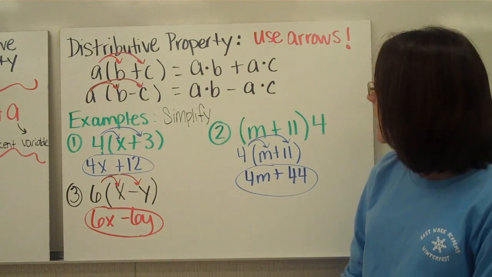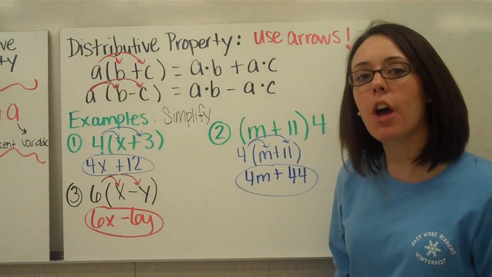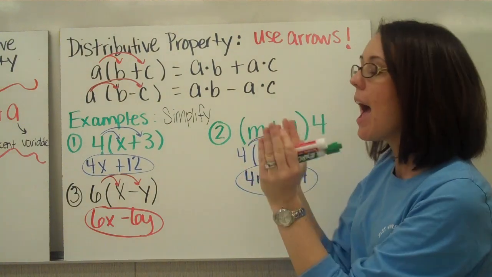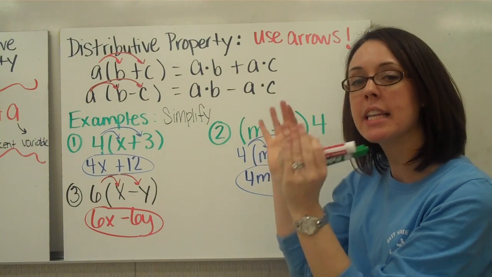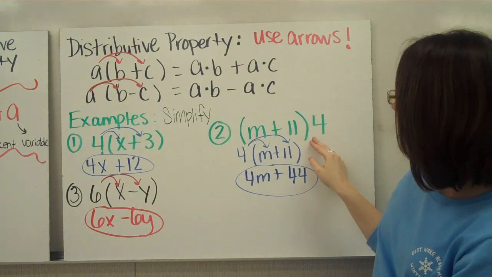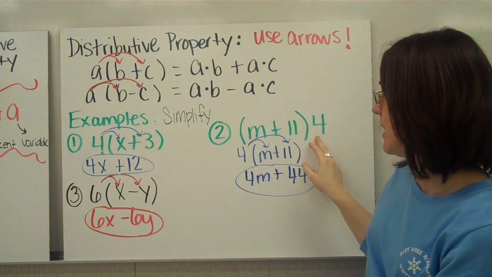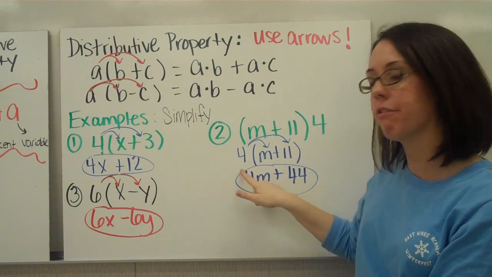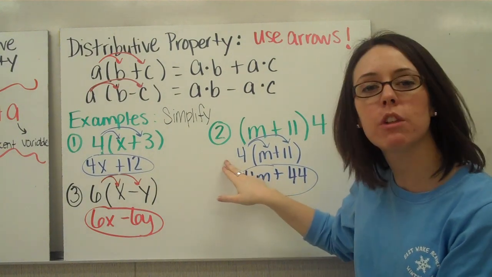Number 2, let's use the distributive property. How do we know to use the distributive property? We have a number or a variable outside of the parentheses. That tells us to multiply that number inside. In this example, that 4 is behind the parentheses. I always like the 4 in front. You can do it from the back, but I like it in the front. So I'm going to move that 4 to the front.